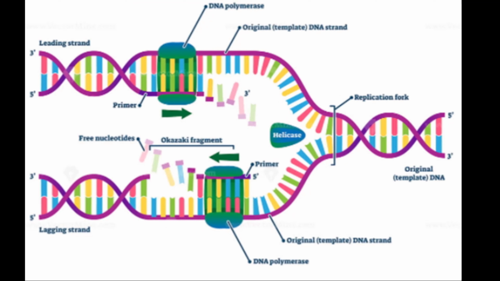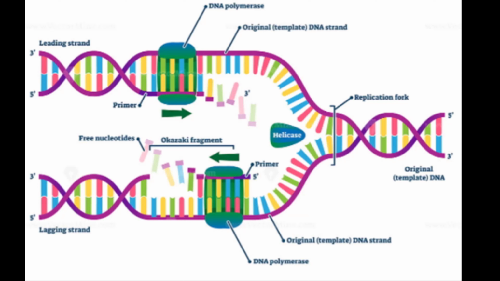Once the two strands have been separated, they run in opposite directions. This determines how each strand of DNA is replicated. One of these strands moves along with the replication fork, which we call the leading strand or continuous strand, while the other strand runs in the opposite direction, away from the replication fork, and we call it the lagging strand or discontinuous strand. An enzyme called primase starts the process.